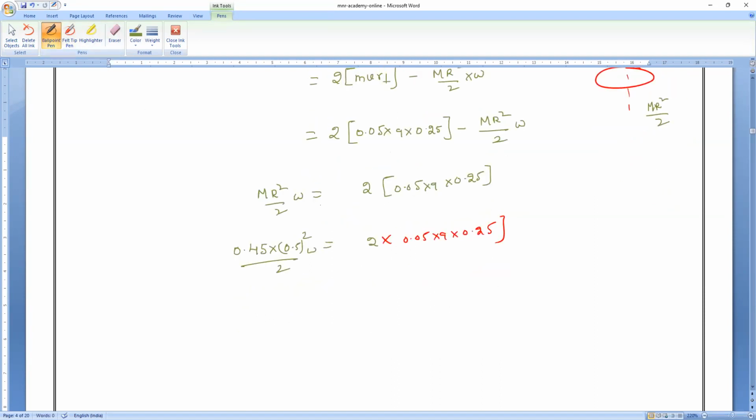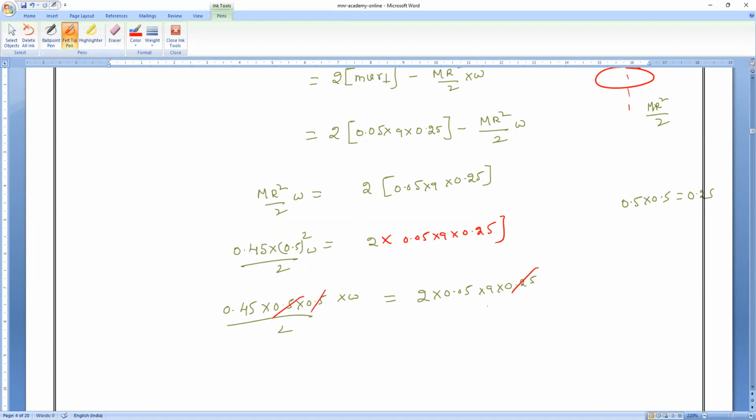Now see, all of you. Here 0.5 whole square means you can see, I will write 0.45 into 0.5 into 0.5, into omega divided by 2, which is equal to 3 into 0.05 into 9 into 0.25. Any problem for anybody? You can ask me. Now 0.5 into 0.5, 0.25. Am I right? So can I cancel out this 0.5, 0.5 and 0.25?